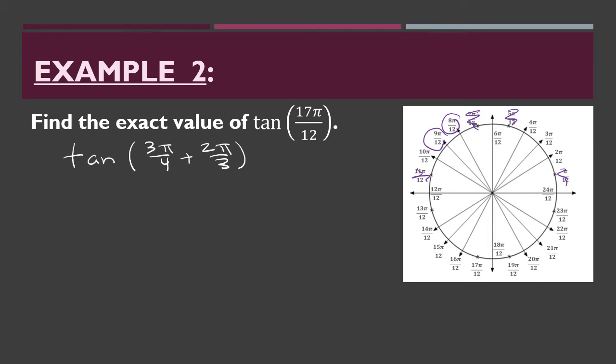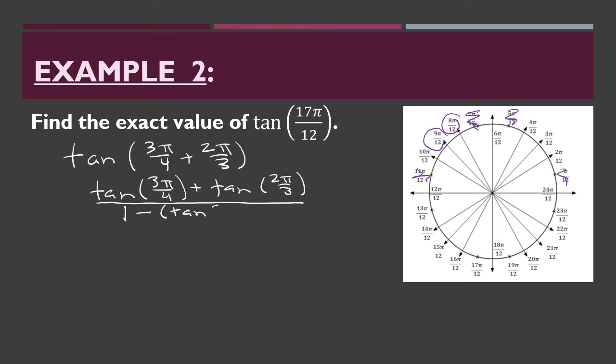tangent doesn't have a cool little story. You kind of just have to know the formula, but I just think of it as I'm going to break apart the numerator. So I'm going to take the tangent of 3 pi over 4, and I'm going to add that to the tangent of 2 pi over 3. My numerator, it is not the distributive property. Do not call it that, but I'm just going to break apart that tangent statement. Then in my denominator, it's 1. Change the sign, and then multiply the two terms in the numerator together. So the tangent of 3 pi over 4 times the tangent of 2 pi over 3.